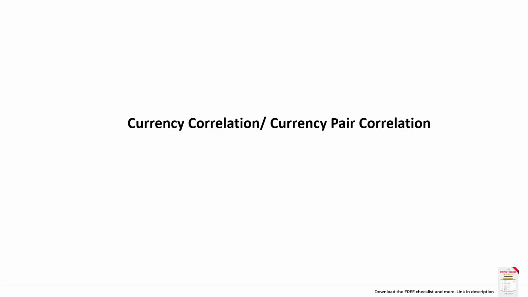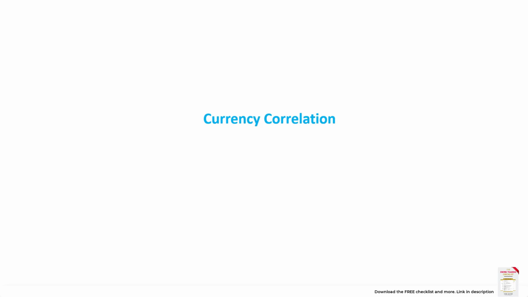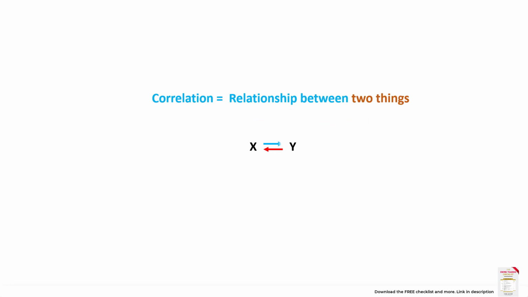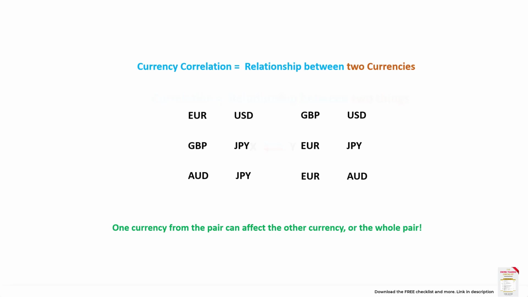At first, we will start from the basic understanding of the correlation of currencies, and then we will discuss the correlation of currency pairs, so that you will never be confused whenever you hear the term correlation, whether it's correlation of currencies or currency pairs. So what is the meaning of correlation and why is it so important? In simple terms, correlation means the relationship between two things. So currency correlation means the relationship between two currencies.